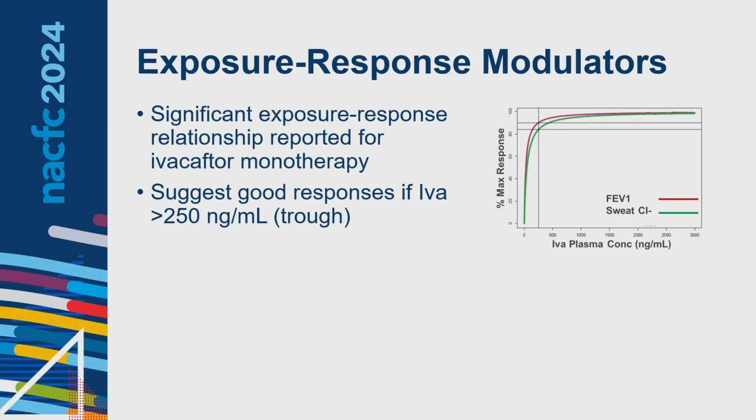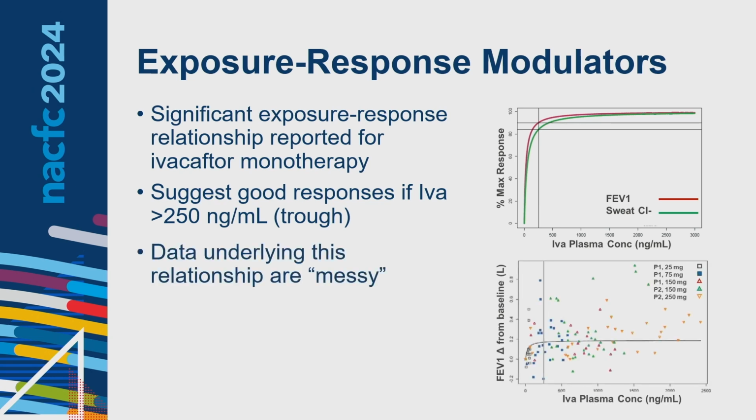So there's exposure response, there's not quite as much. The best data come from ivacaftor monotherapy. And if you look in those FDA documents, you'll see this nice little graph showing that there is an exposure response relationship and suggesting that you're getting into an EC80, EC90 if you're above 250 nanograms per mil. And this is actually a trough concentration that they were measuring. But it's important to actually look at the data from which this curve is derived. And it's a little more messy.